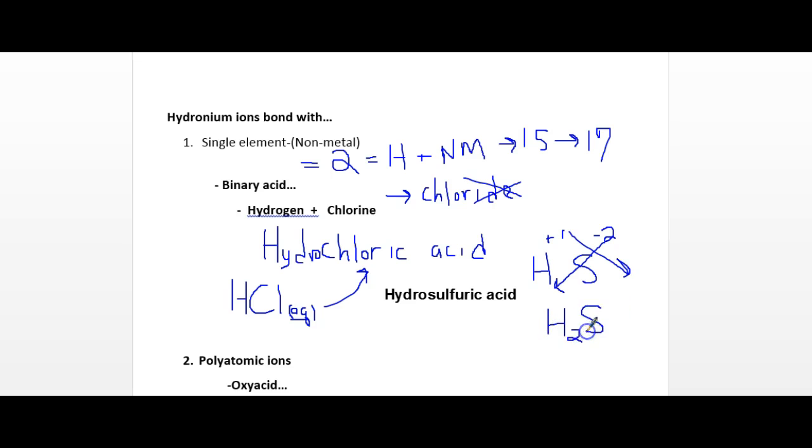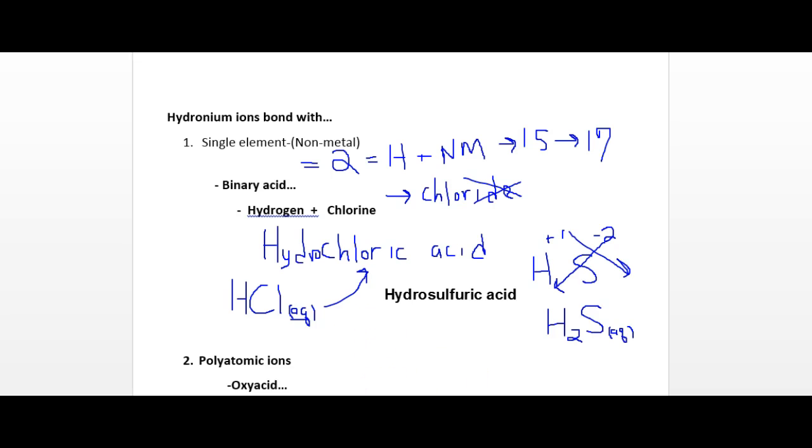H2S. Now if we just left it like that, it would not be hydrosulfuric acid, it would just be hydrogen sulfide, because we need to put the AQ next to it. Don't forget that. It changes the name completely. Okay, so that's a binary acid. I'm going to erase these.